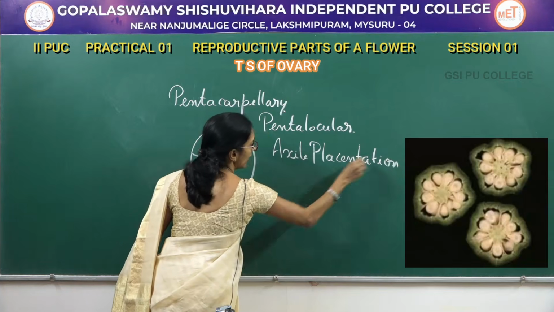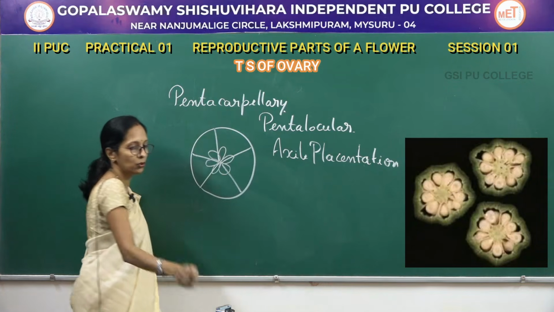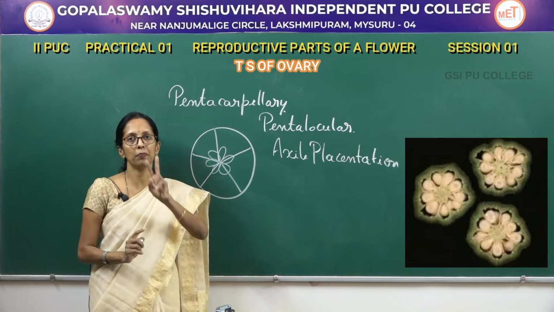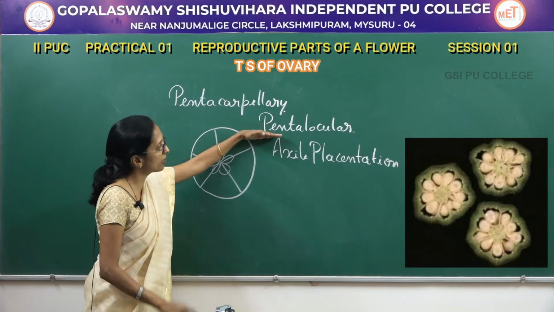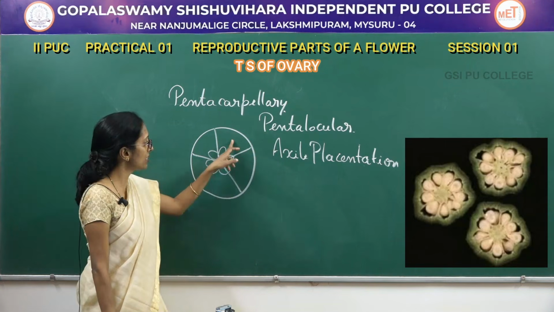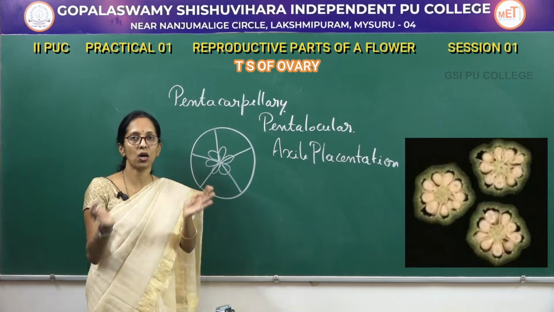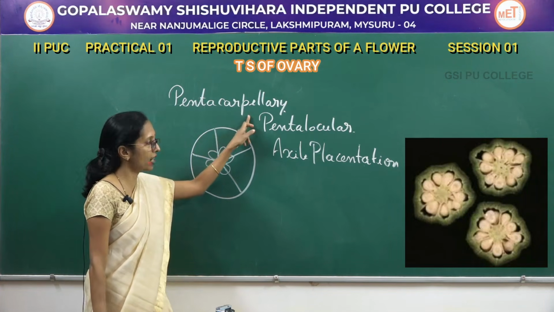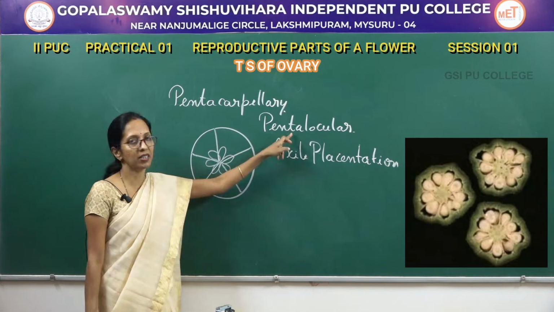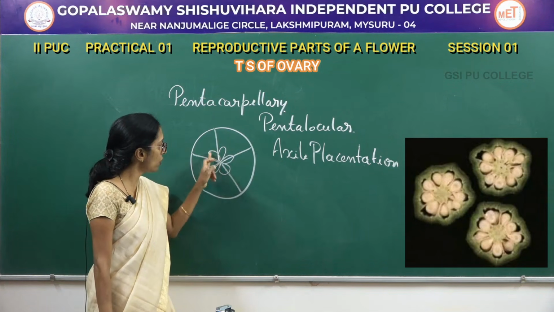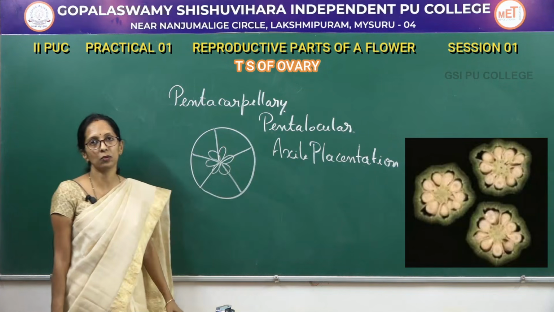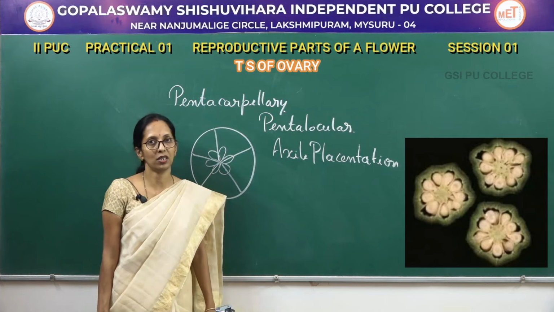placentation. So in the exam you have to do this experiment, and then you have to write only 2 important points: pentalocular, axile placentation. That means the 5 carpels which are fused, therefore it is pentacarpellary. You can see 5 locules, therefore it is pentalocular, and all the ovules are present in the central axis, therefore it is said to be axile placentation.